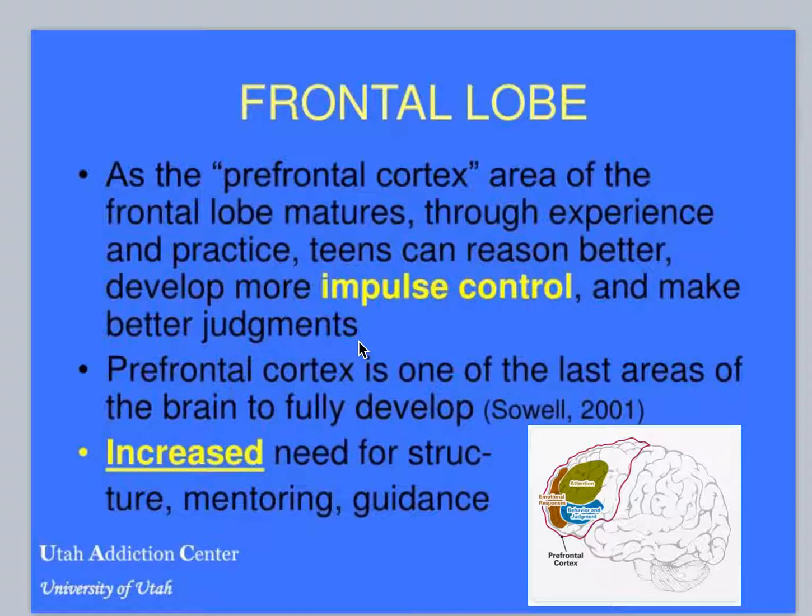The frontal lobe is also important for impulse control and responsible for making good judgments. It's been determined that the frontal lobe is not fully developed until the middle to late 20s. So this may explain why teenagers may make some poor judgments compared to older young adults.